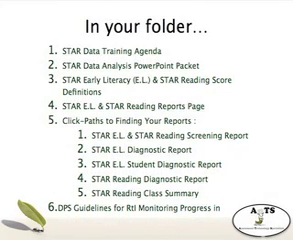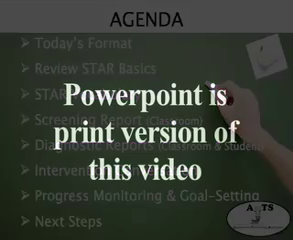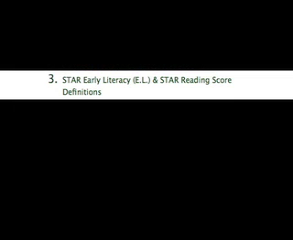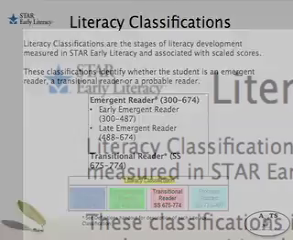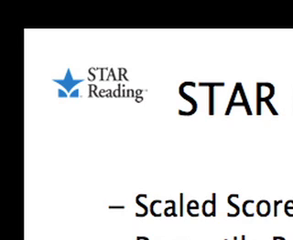You have received your STAR data analysis folder. We have our training agenda, and we also have our PowerPoint packet for you to review along with us as we move through our training today. And below that we have 2 pages of STAR Early Literacy and STAR Reading definitions. You can tell the difference whether it's STAR Early Literacy or STAR Reading by looking in your upper left-hand corner of your paper, and that will designate which one you're looking at. And again, to review, your STAR Early Literacy was kindergarten, 1st and 2nd grade. Your STAR Reading is 3rd, 4th, and 5th grade.